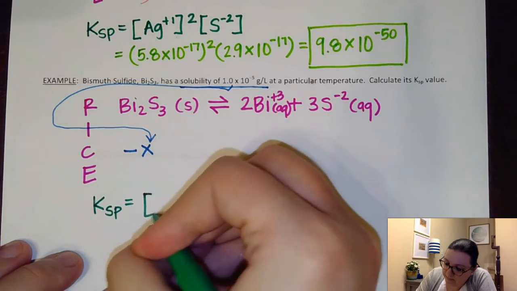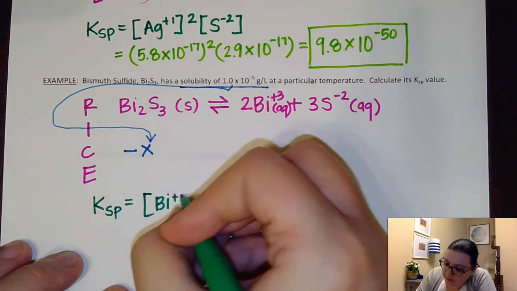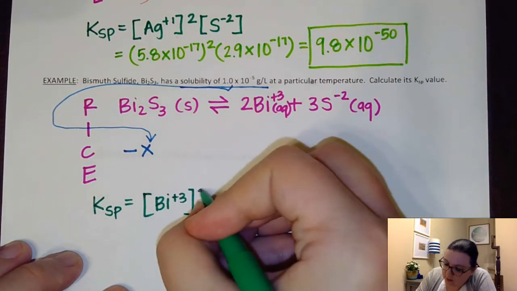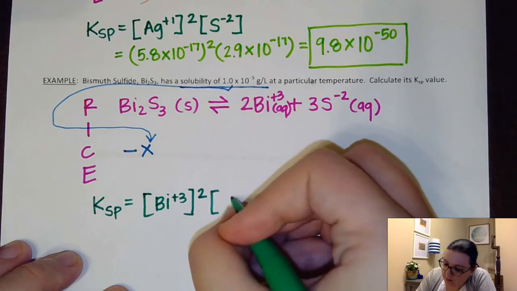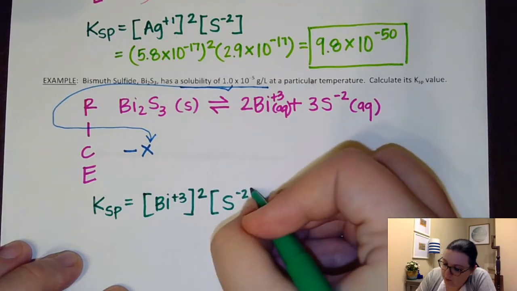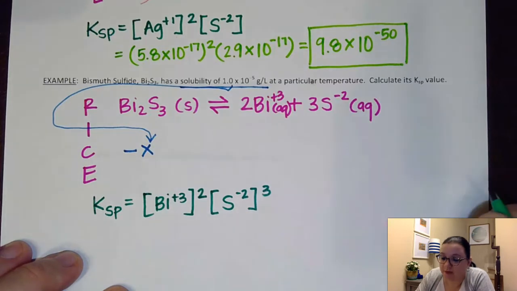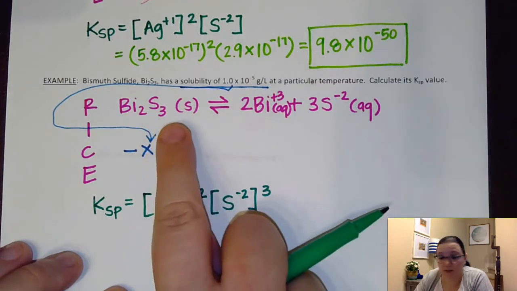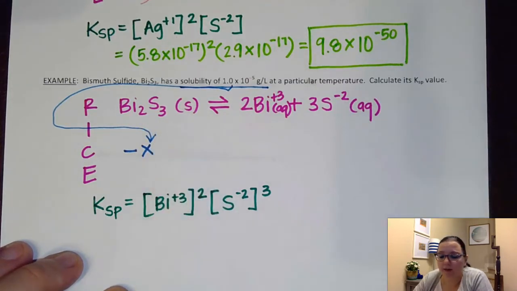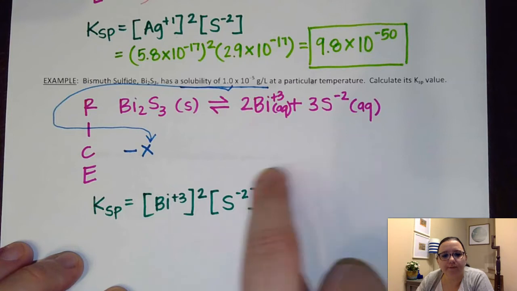KSP is going to be the bismuth +3 raised to an exponent of 2, and the S -2 raised to an exponent of 3. Again, the solid does not get included in my formula here. So what I really need are those ending concentrations of the bismuth and sulfur.